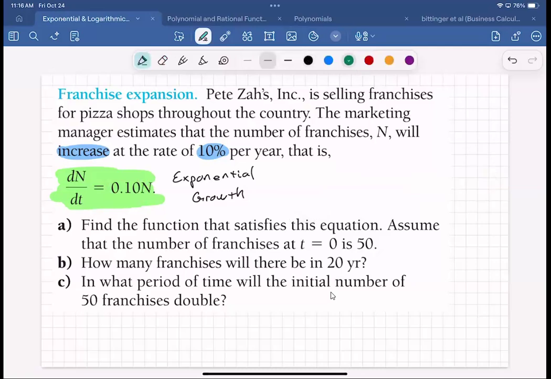Now, with that said, this particular problem, we did get k equal to 0.1. Always be careful to remember to change it to a decimal. And it wants us to find the function that satisfies this equation. And it says, assume the number of franchises at the beginning is 50. So t equals 0, this is an initial value. We're starting with 50 franchises. We want to see how we grow here.